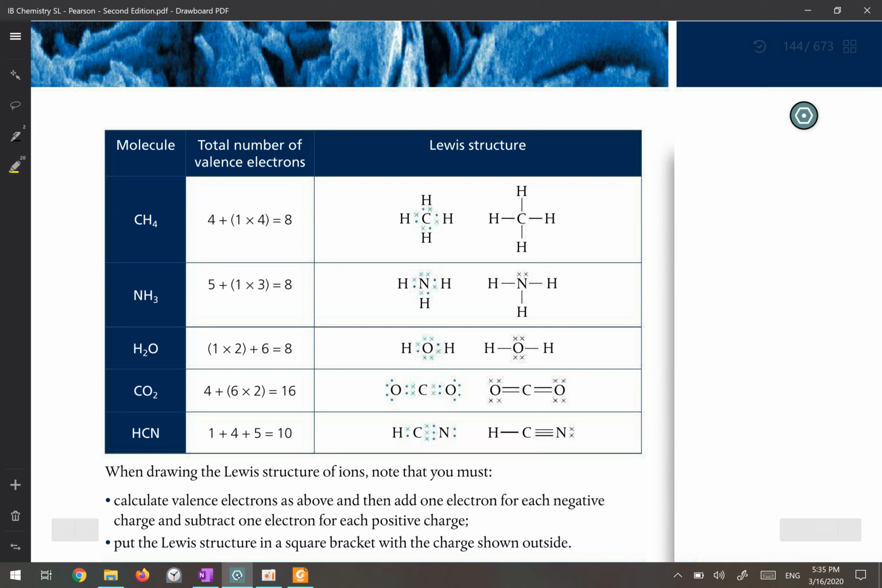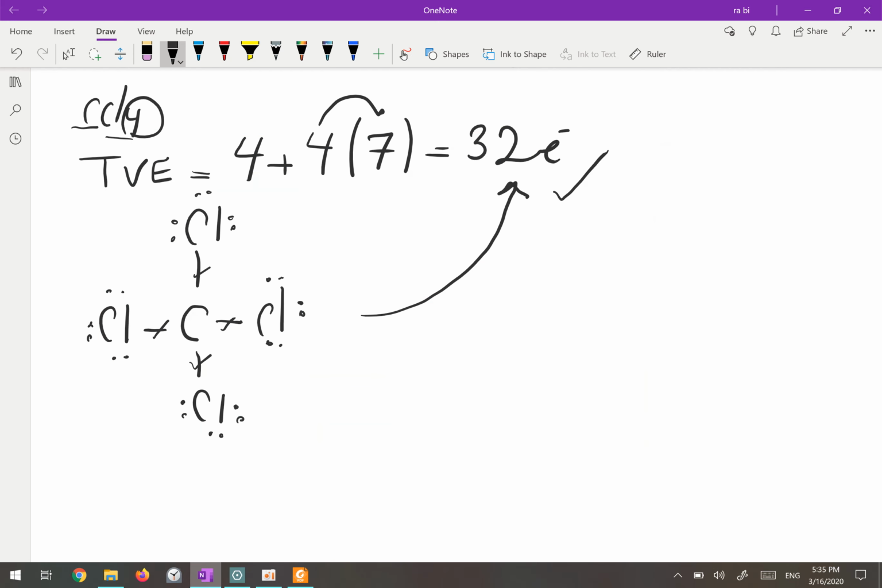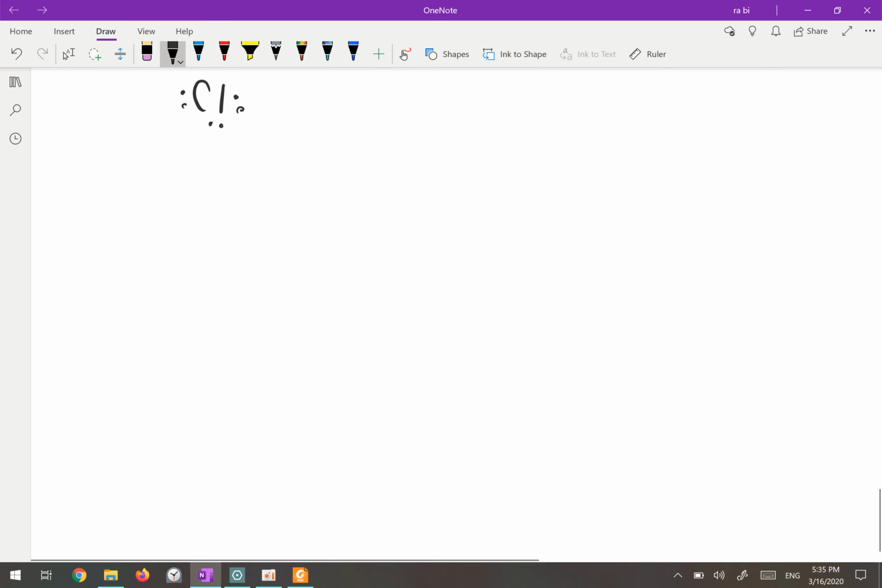Okay, so let's draw NH3, then H2O, CO2, and HCN. So I draw the Lewis structure for them. Okay, Lewis structure of NH3. The first step, finding total valence electron.